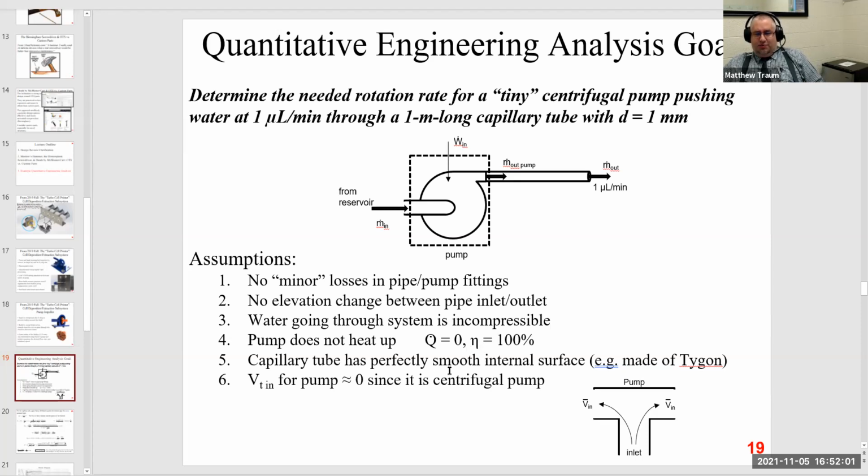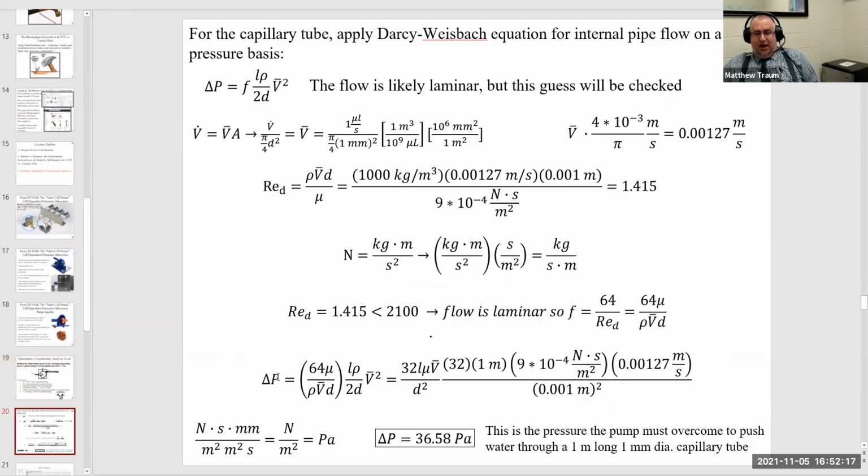The capillary tube is made out of a perfectly smooth surface, which makes the fluid mechanics easy. And the tangential fluid velocity inside the pump is 0 because they intentionally designed it to be a centrifugal pump. So those are the underlying assumptions in the analysis. Here's the analysis itself. So they started with the Darcy-Weisbach equation, which gives the pressure loss in a pipe as a function of the friction factor, and then some geometric parameters, including the length of the pipe and the velocity of the fluid running through it.